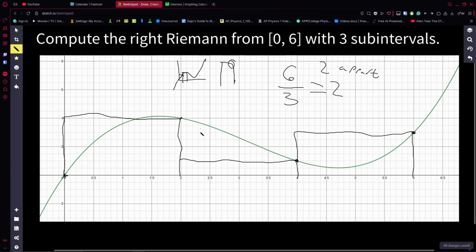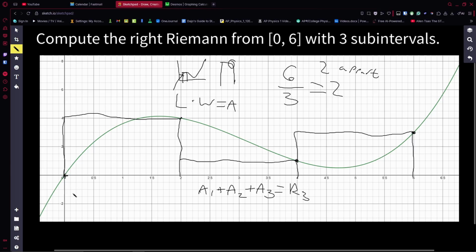Alright. So now, how do we actually get the area of this curve? Well, we know how to find the area of rectangles and boxes. Obviously, it's length times width. Now, we have 3 here. So we're going to have to add A1 plus A2 plus A3 equals, and it's going to be the right Riemann sum of 3 subintervals.